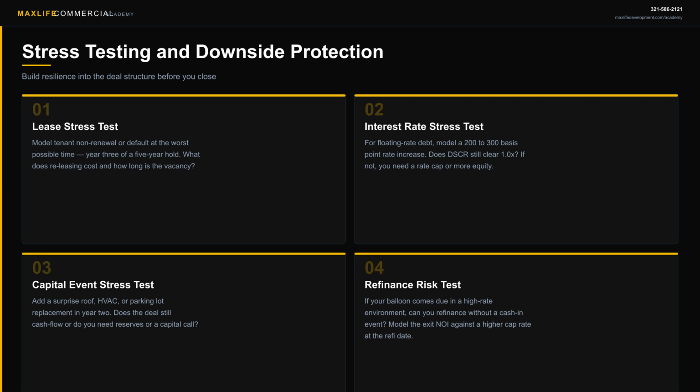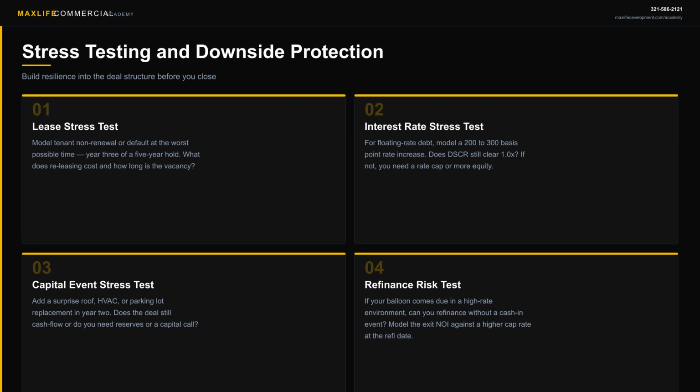For floating rate debt or any deal with a rate reset, model what happens if rates increase 200 to 300 basis points before your next fix or refi. In 2022 and 2023, a lot of deals that penciled in 2021 became deeply distressed because operators hadn't stress tested the interest rate assumption. Downside protection comes in the form of deal structure, longer fixed rate debt, interest rate caps, tenant improvement allowance, reserves, and adequate equity at close.